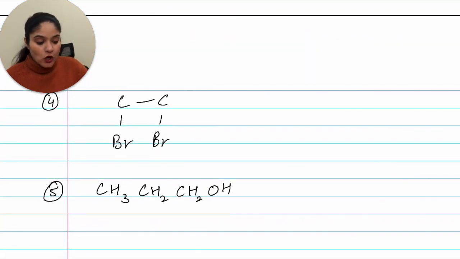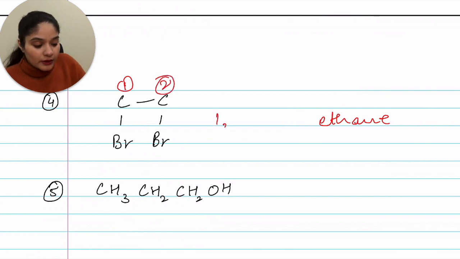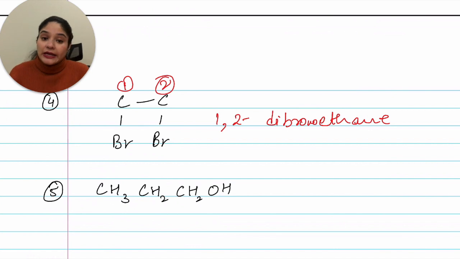Now moving on, 2 carbons and 2 bromines. So 2 carbons means meth, eth. So eth, ane, because all single bonds, and 2 bromines, and their positions are 1 and 2. So 1,2-dibromoethane. Okay, 1,2-dibromoethane.